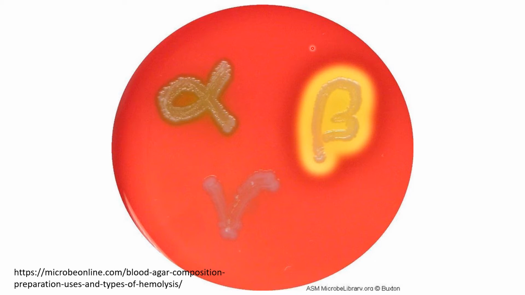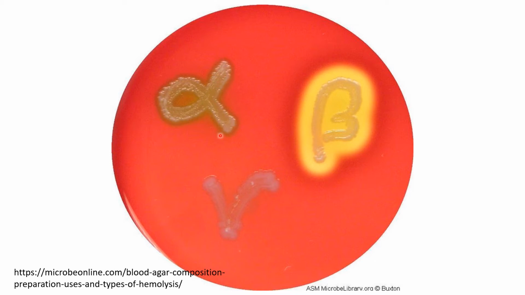Take note, we could also characterize the bacteria or distinguish the colonies on our blood agar plates, whether they are hemolytic bacteria or non-hemolytic bacteria. So here we have alpha, beta, and gamma hemolytic bacteria. So what are the different types of hemolysis?